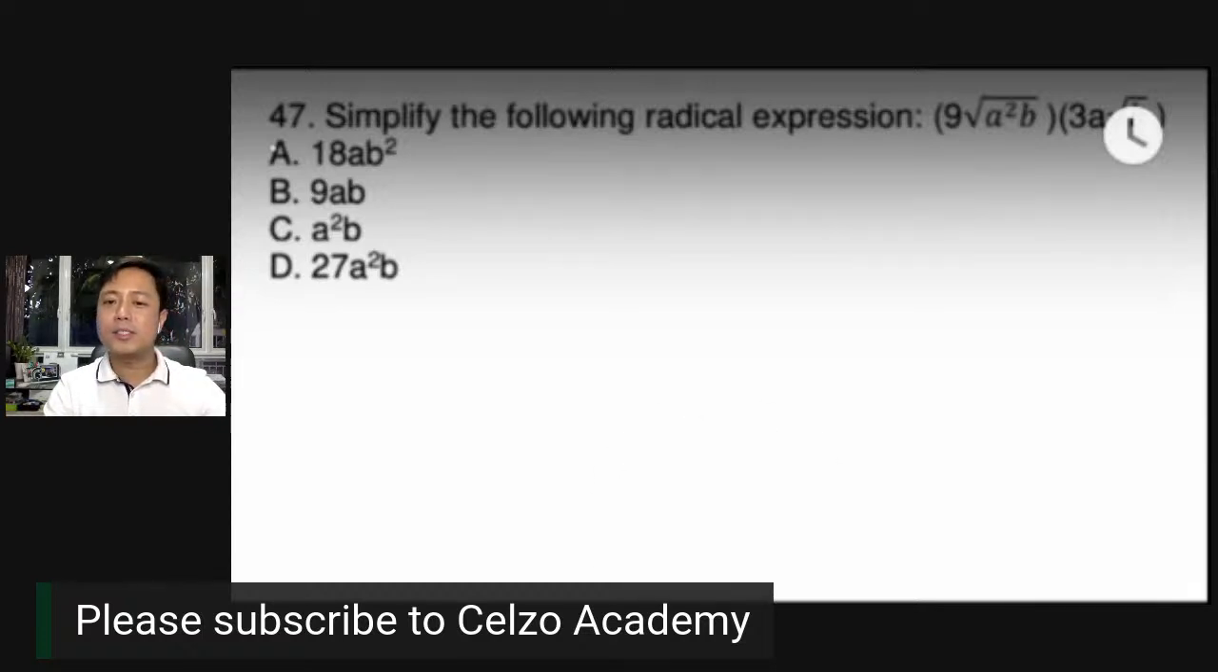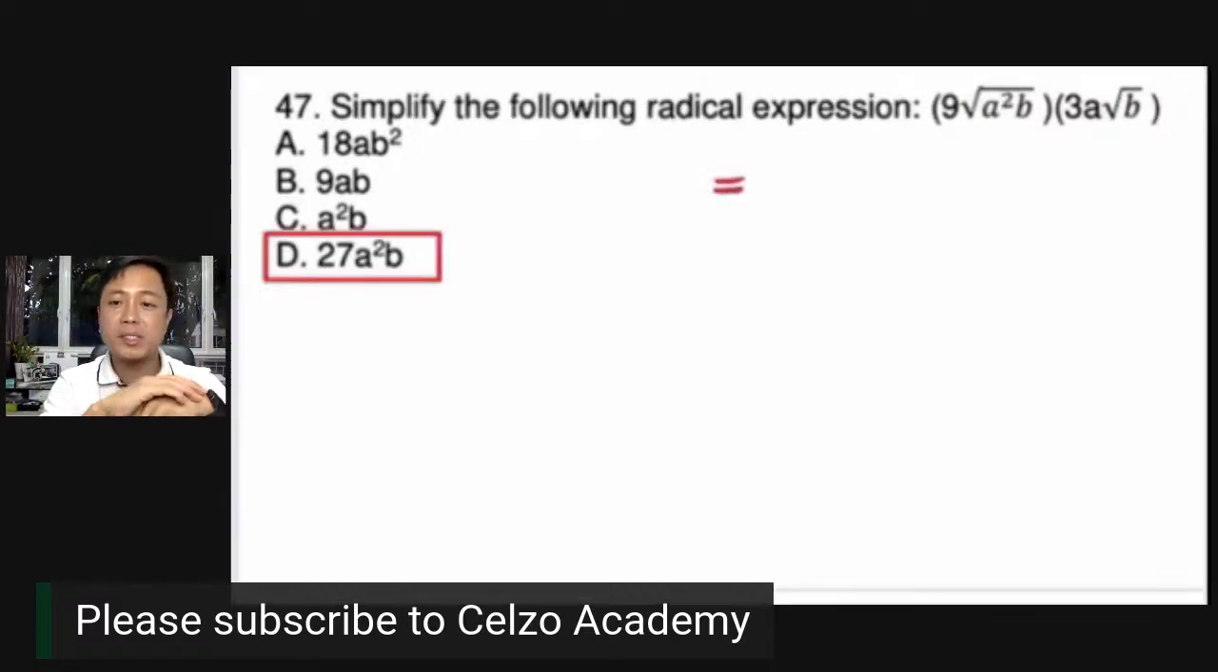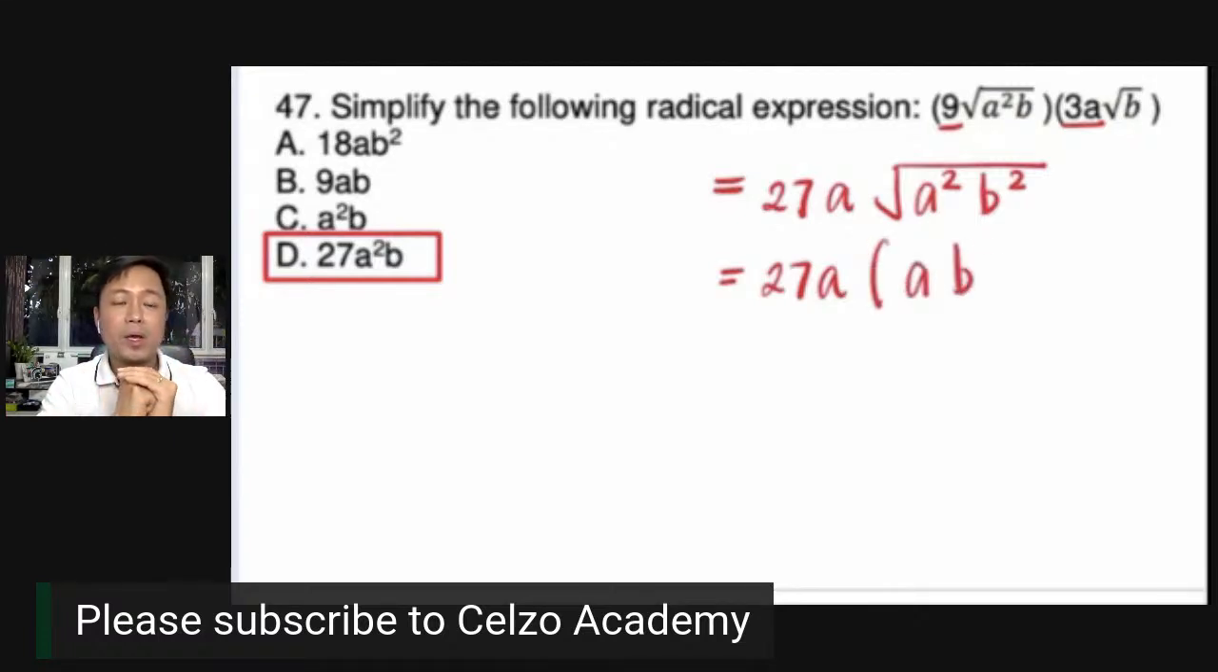The answer is, so to simplify this problem, we just multiply the 9 and the 3a, the outside terms, 9 and 3a, that's 27a. And then for the radical expression, a squared b times b, we can multiply it as a squared b squared. And of course, the square root of a squared is a, the square root of b squared is b. So we simply multiply 27a times ab, which is letter D.